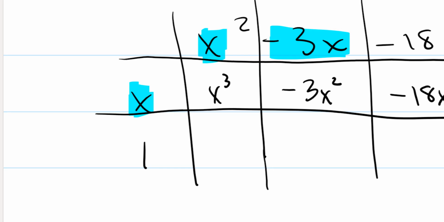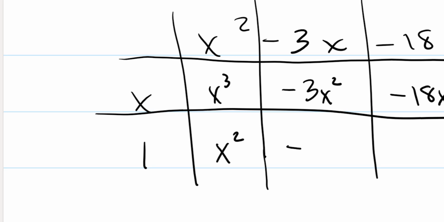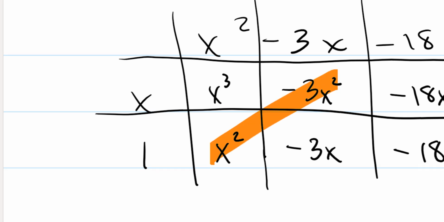So that is the terms that I get when I multiply everything by an x. Now, I do the same thing and multiply everything by 1, so I'm going to get x squared minus 3x minus 18. Now from here, these terms will be combined, as will these terms.